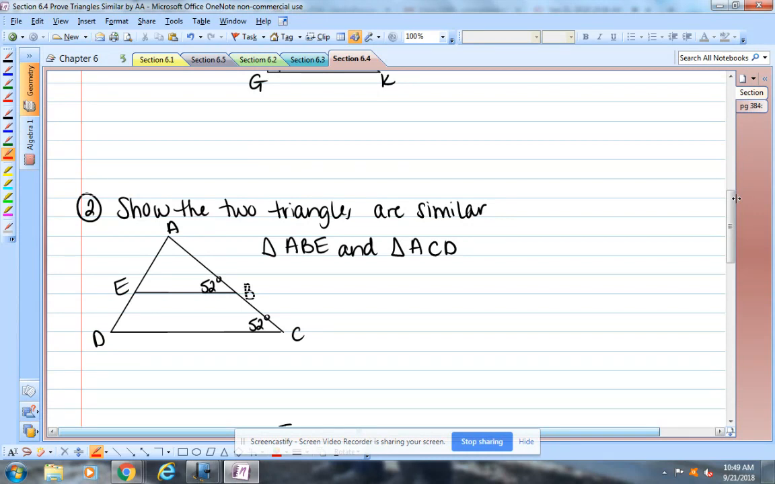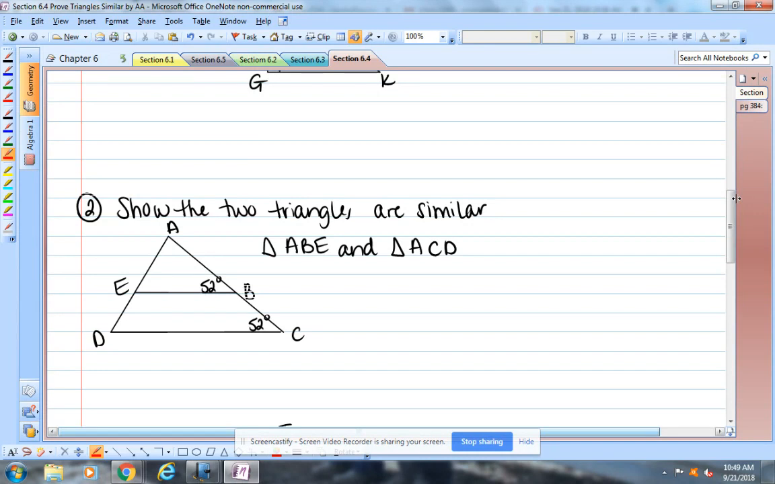Two. I got the whole thing as a triangle, and then this little top part is a triangle. Y'all see that? And it wants us to show that triangle ABE, which is the little one on top, is similar to triangle ACD, which is the whole thing.